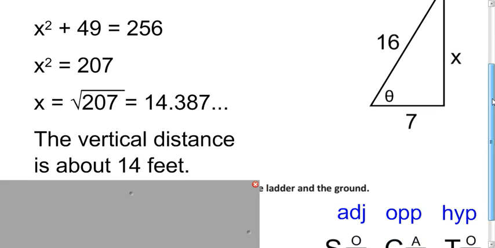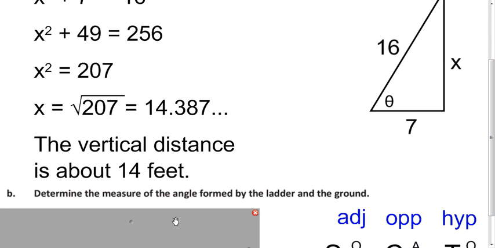So now we want to figure out that angle of elevation, the angle formed by the ladder and the ground. So see if we can solve that, and then I'll show you my solution.